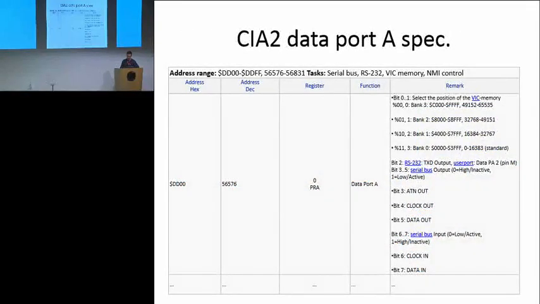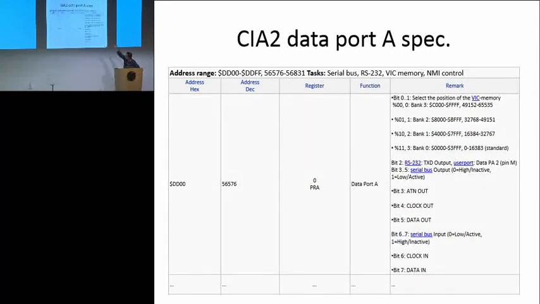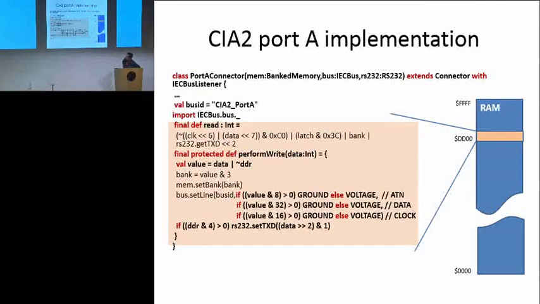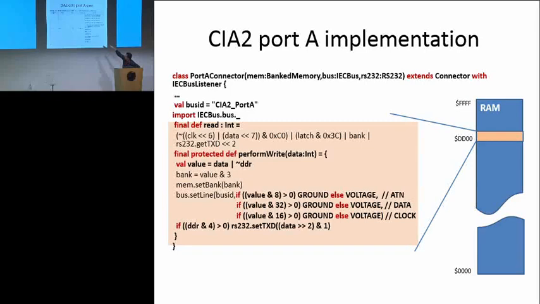This is the specification of the CIA 2 data port. You can see that every single bit has a different meaning, and you have to emulate that single bit. So this is just an example. When you are writing or reading that location, that is the implementation. When you read that location, we have to deal with the bus, so with the attention, clock, and data. They are single bits. It's not so easy.